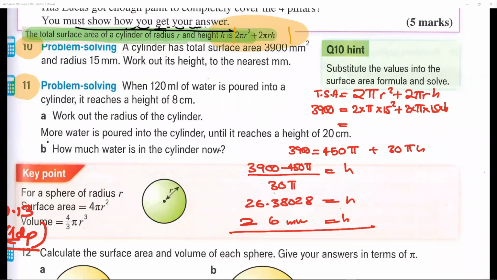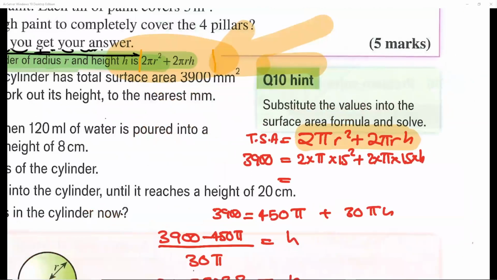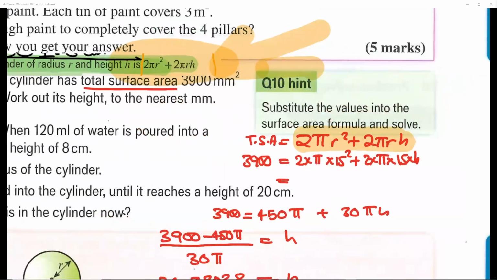It was 3,900. Now, what's the formula for the total surface area? 2 pi r squared is pi r squared plus pi r squared. And what's the next part of the formula? Plus 2 pi rh. Lovely. So what was the total surface area they gave you? 3,900. And where does that go? At the beginning, not the end.